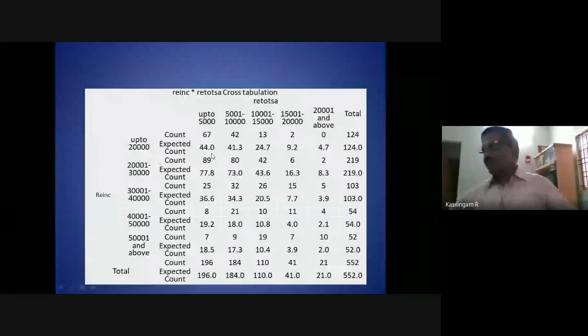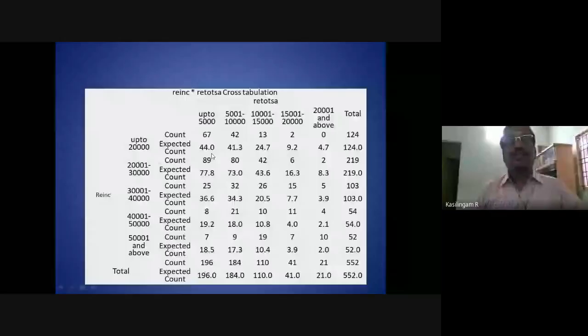You will get many rows. If you sum it, then you will get the value. That value is the calculated value. So now 67 is the observed, 44 is the expected, right? So now 42 is the observed, 41.3 is expected. How the expected value is calculated, that I will come to later. No worry, no worry. I will explain that.